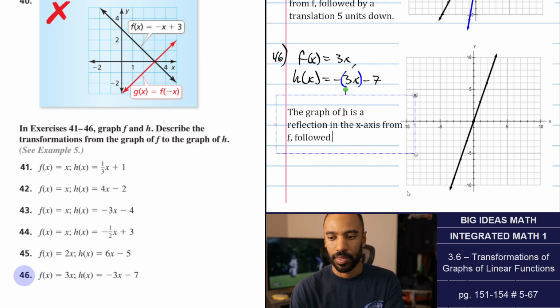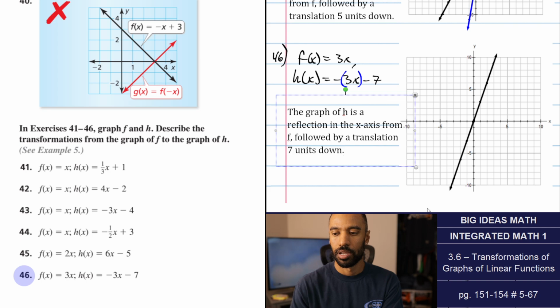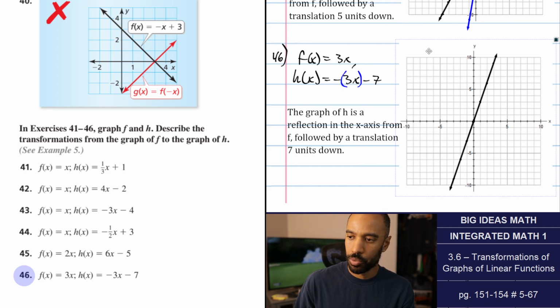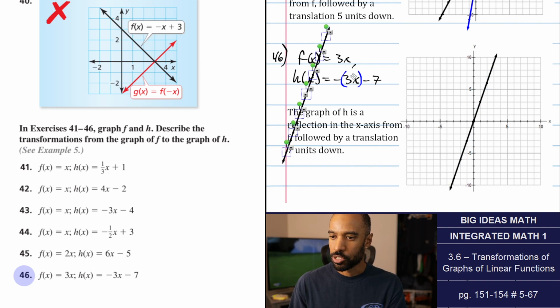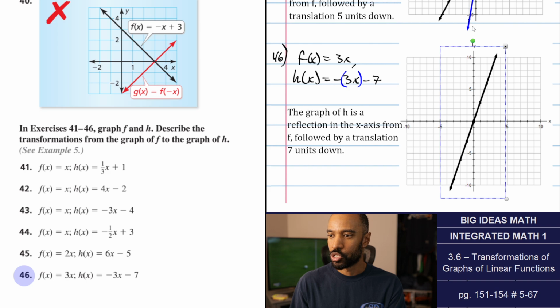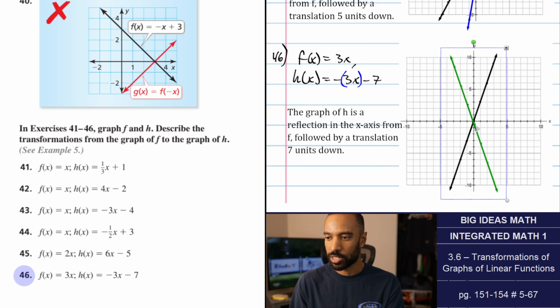Followed by a translation 7 units down. Oh, I have to still graph it. But here, let's try and do the graph this way this time. Because they're the same stretch factor, I'm going to take this graph here, turn it green, and flip it over. There's a reflection in the x-axis, and let's go down 1, 2, 3, 4, 5, 6, 7. There's your graph right there.